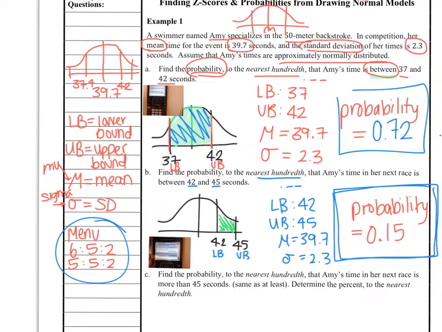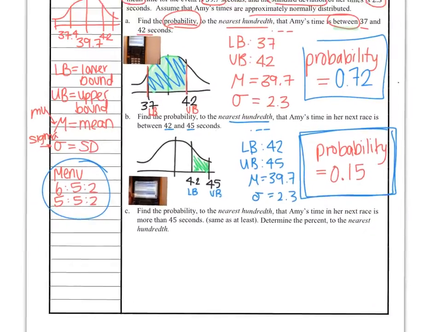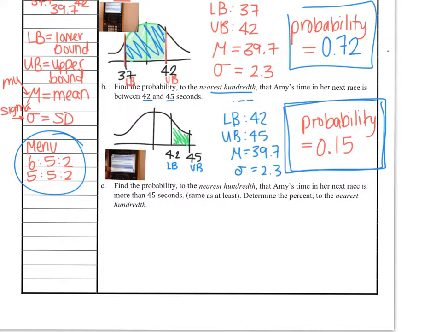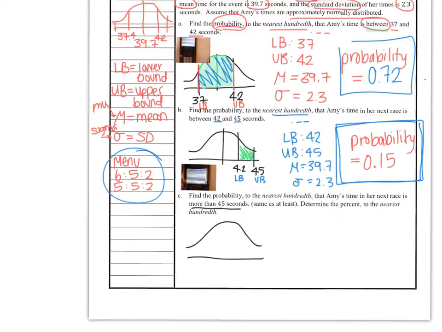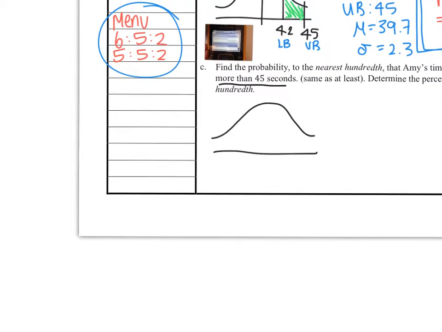When we look at the next problem, maybe got you excited. We've got, let's see, the probability to the nearest hundredth that Amy's time in her next race is more than 45 seconds. So we've been drawing all the ones with the between, and then they give you 2 things. Let's draw some pictures off to the left-hand side for a minute that are going to be helpful when you see different scenarios. So our first option, like we've seen, is between, and you shade literally between. So this is when we're between 2 values.